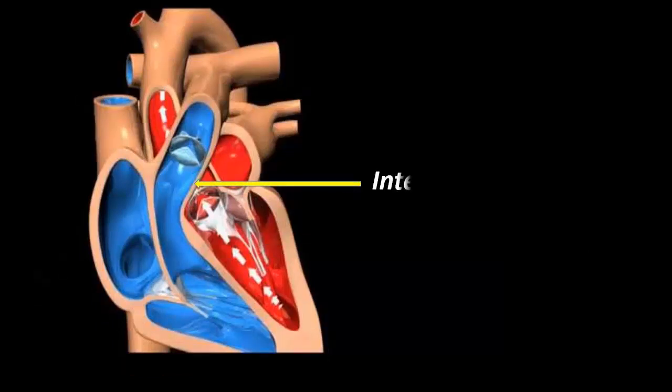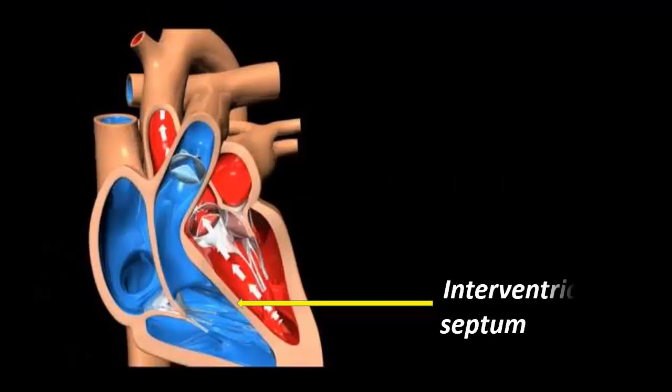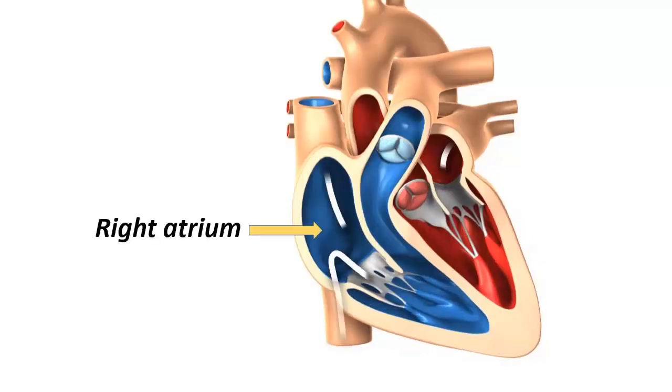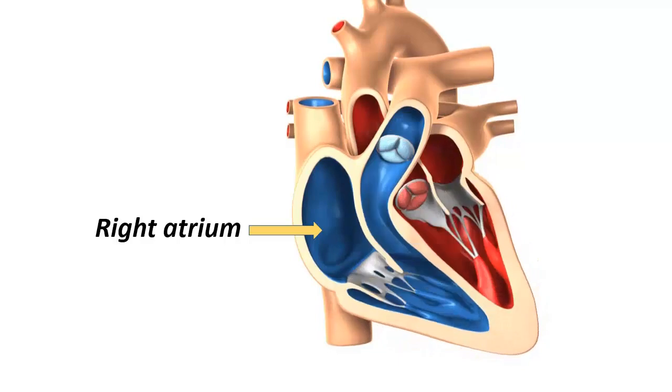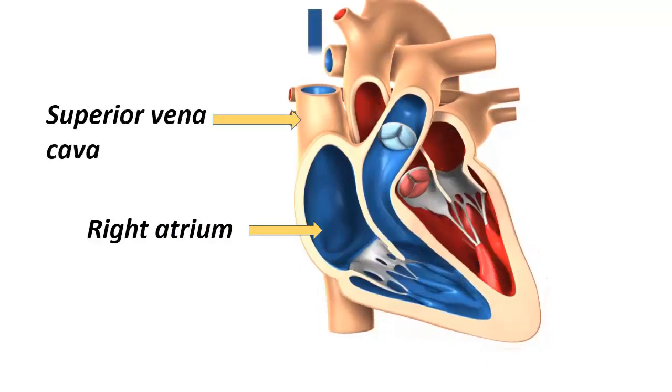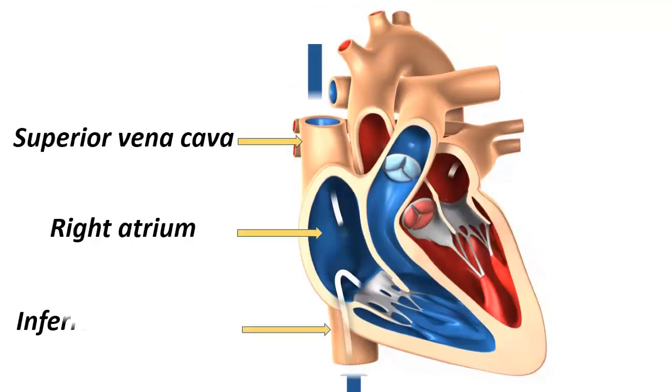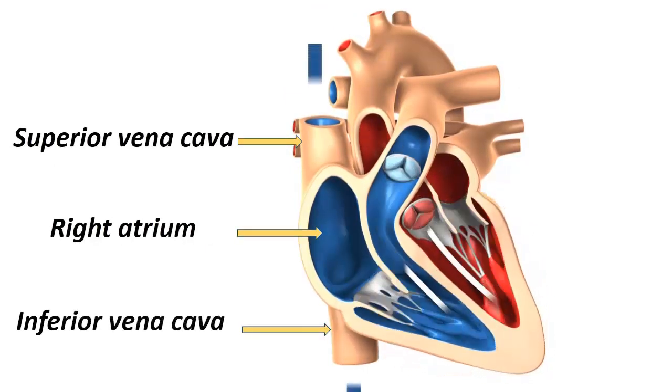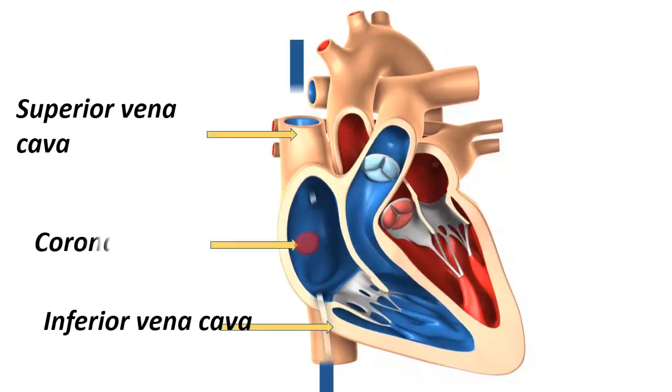The two atria are separated from each other by the interatrial septum. The two ventricles are separated from each other by the interventricular septum. The right atrium receives deoxygenated blood from different body parts through the superior vena cava, inferior vena cava, and coronary sinus.